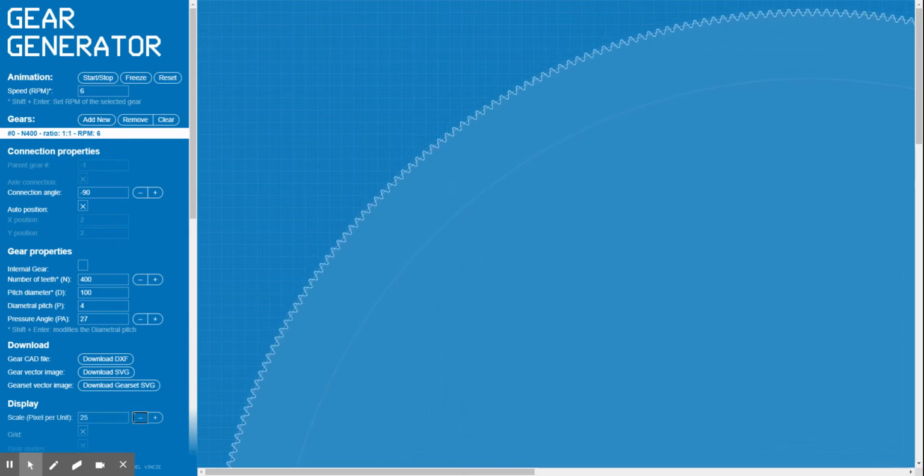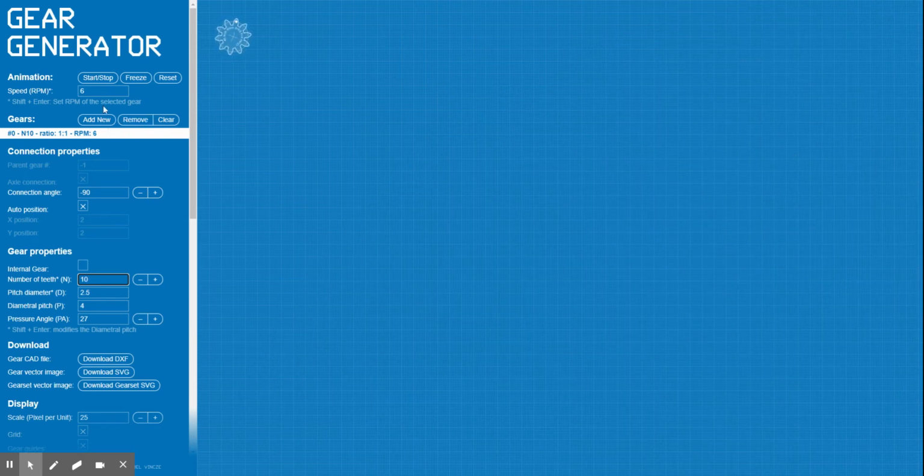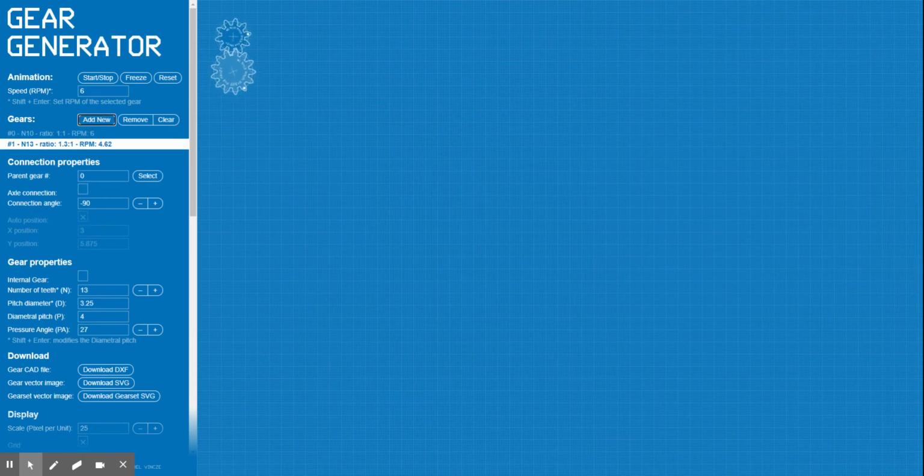So let's make our gear a slightly more reasonable size. Let's maybe do 10 teeth on this gear, and then we'll add another one, and that's a 13 tooth gear. So that's good for now. Now, part of the reason why I told you to keep your RPM for gear 1 the same is because this is the gear that is driven by a motor. Okay, so this is setting your speed of your first gear.